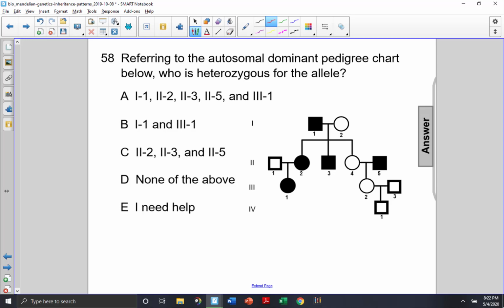Referring to the autosomal dominant pedigree chart below, who is heterozygous for the allele? So heterozygous means we have one dominant allele, one big one, and one recessive allele, one little one.